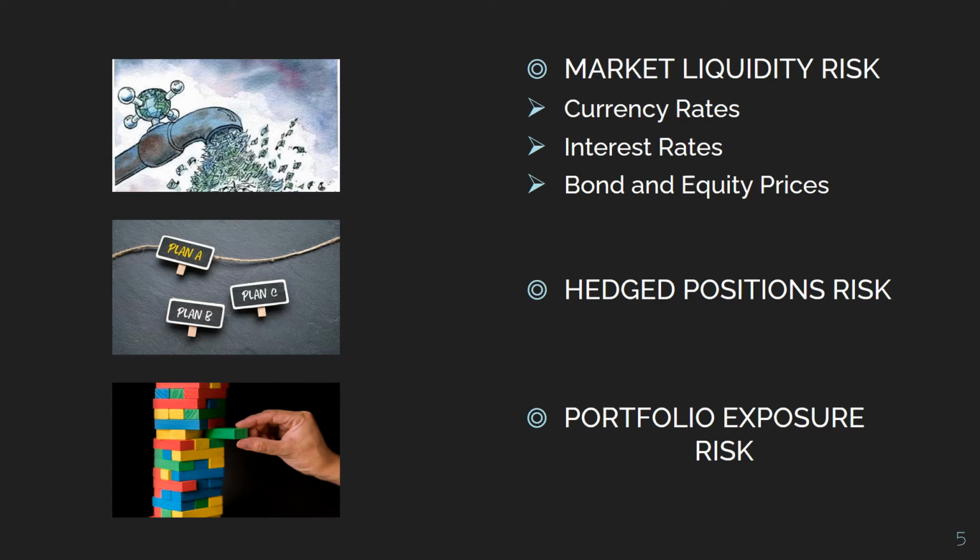Next is portfolio exposure risk. The higher the exposure to a particular investment in percentage terms, the higher the risk associated with that investment. For instance, a portfolio with 100% exposure to equities has a higher risk from equities than a portfolio with 60% exposure to equities and 40% exposure to bonds.